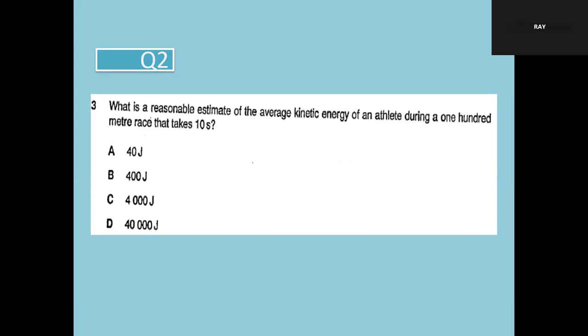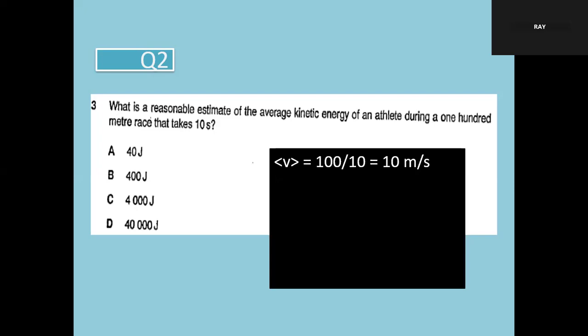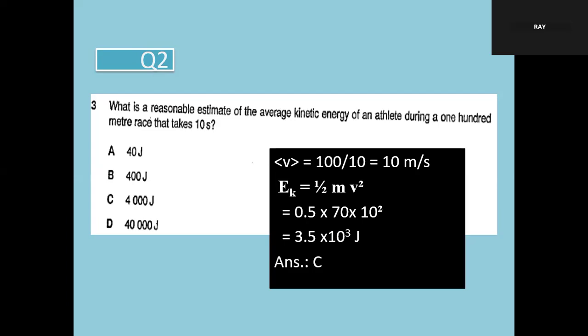Either you memorize it or you calculate it out. Calculate the average speed. Estimate the mass of a human being, about 60 kilogram. Then calculate. Right? Average speed. Mass of a person is either 60 or 70. What about C? I think his answer is C. Yep, answer is C.